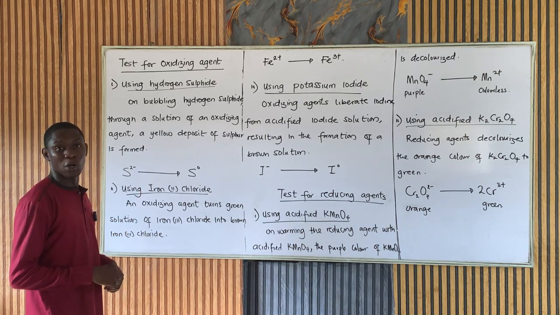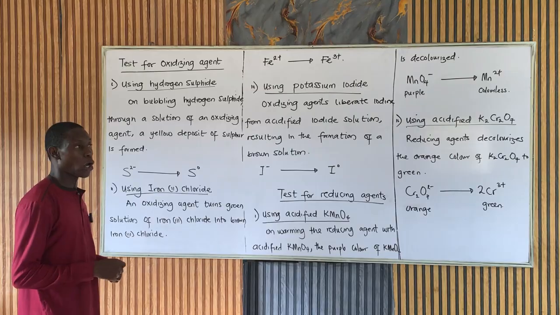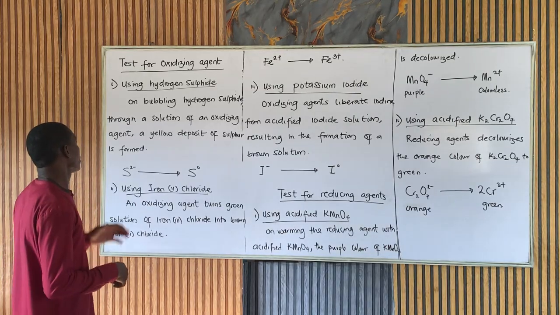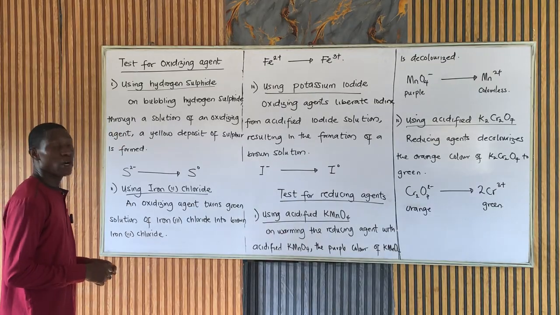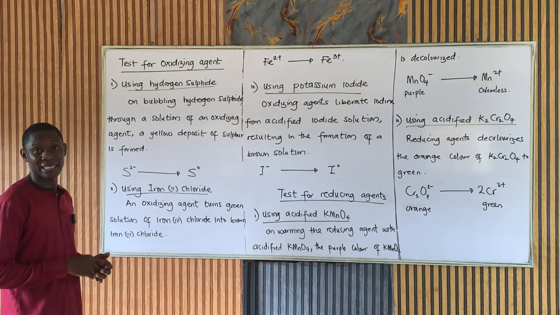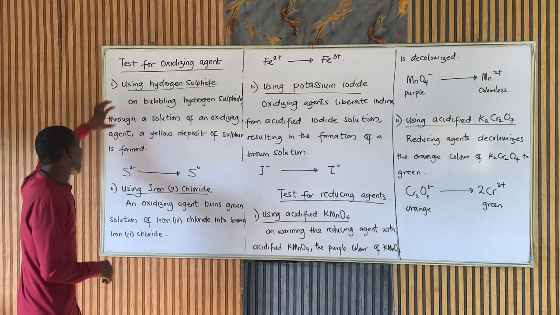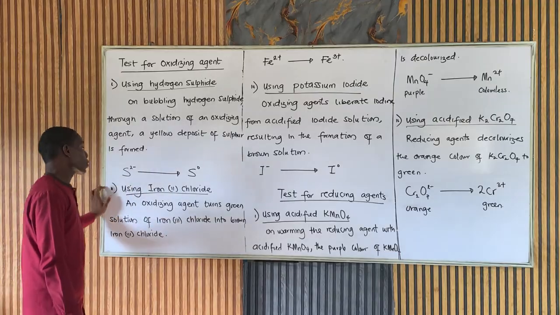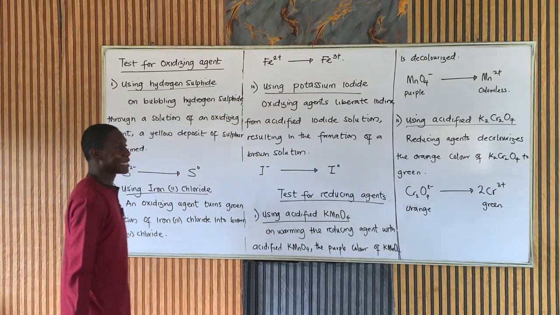So we want to consider the tests for oxidizing or reducing agents. Let's begin with oxidizing agents. To test oxidizing agents, you can use strong reducing agents. So we can use hydrogen sulfide, which is a strong reducing agent, or iron 2 chloride, or potassium iodide.